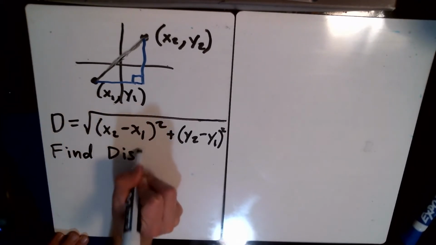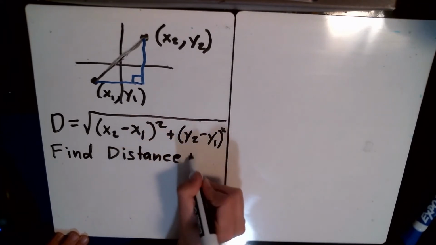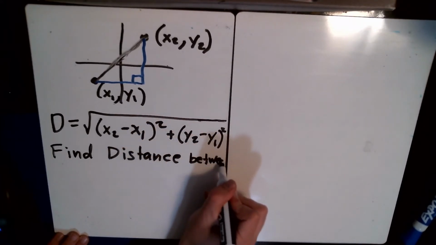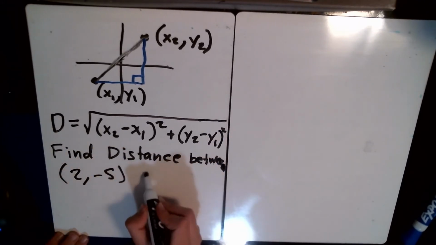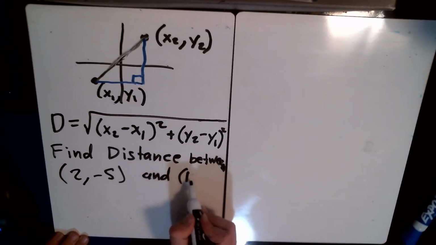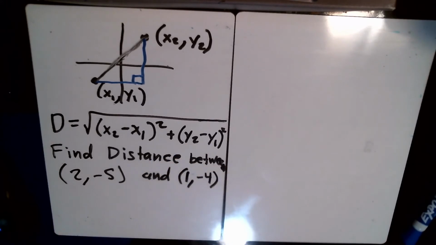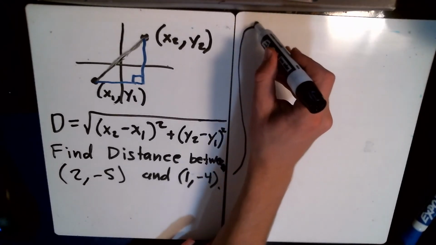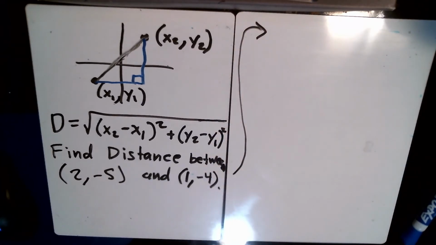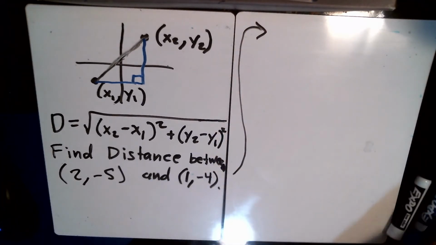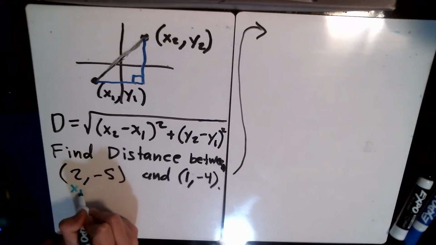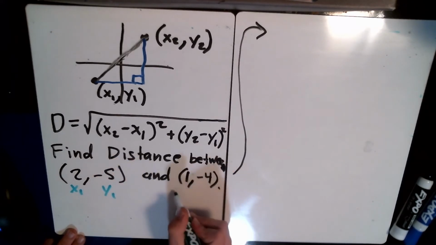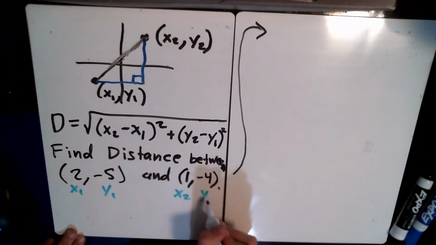So we're going to find the distance between the point 2, negative 5, and 1, negative 4. Okay. So how do I use the distance formula? I'm going to maybe continue this up here. Okay. So how do I find the distance? Well, I just plug it into the formula. Okay. So if you think this is your x1, this is y1, this is x2, this is y2.